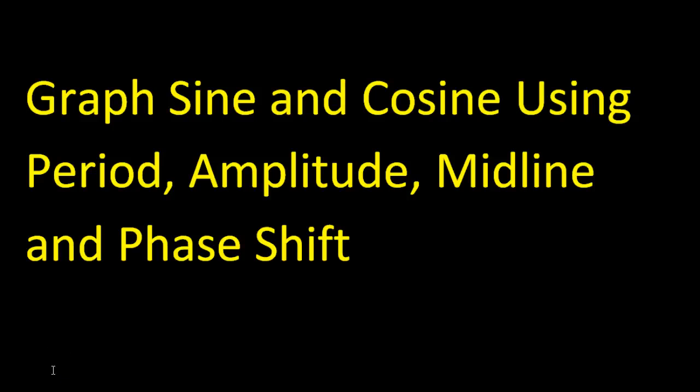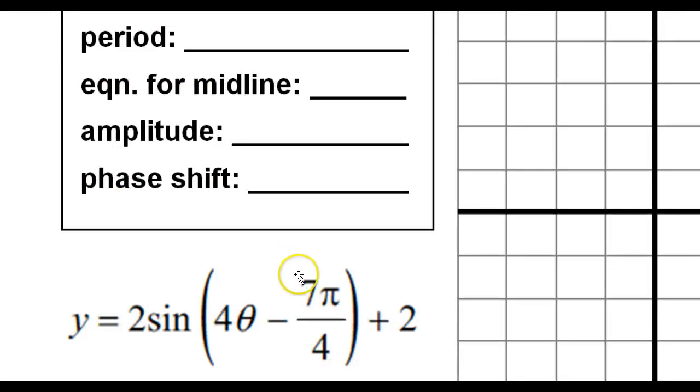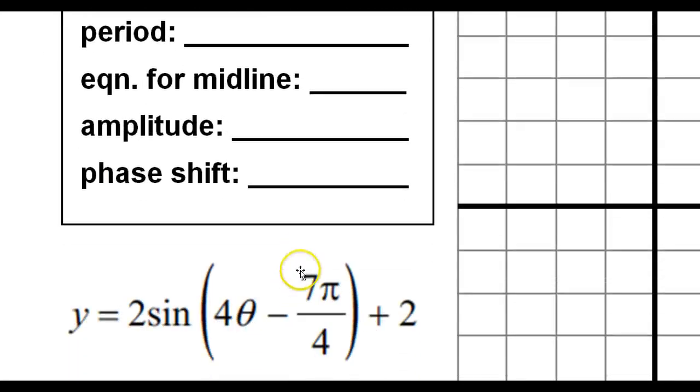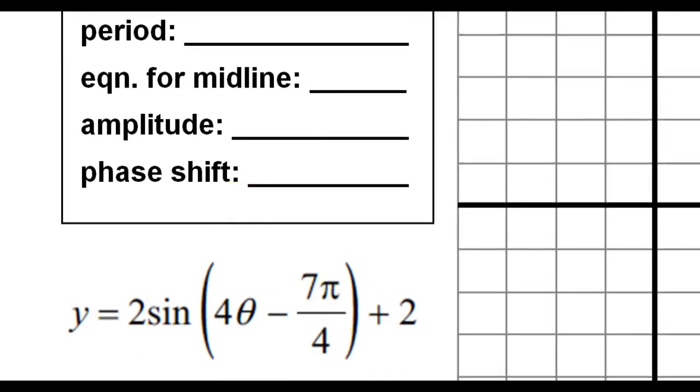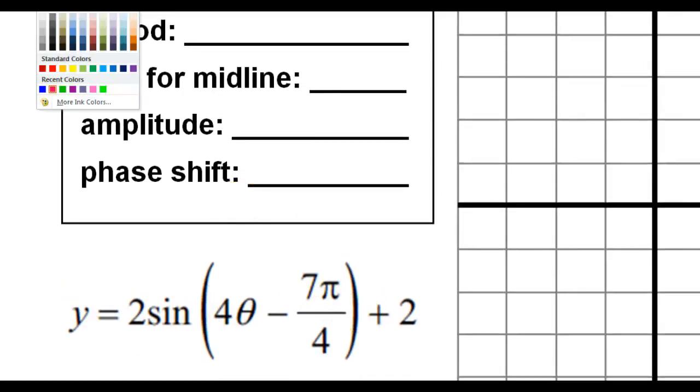In this video, we will graph sine and cosine using period, amplitude, midline, and phase shift. Alright, this is problem number 3, by the way, and this is the function we'll be graphing. Let's start off with the period.